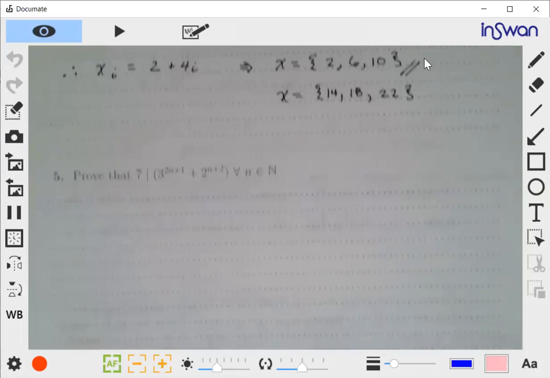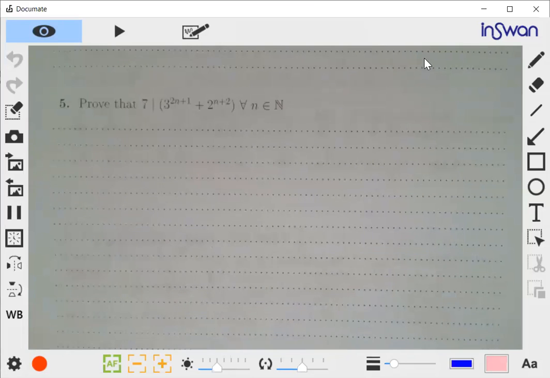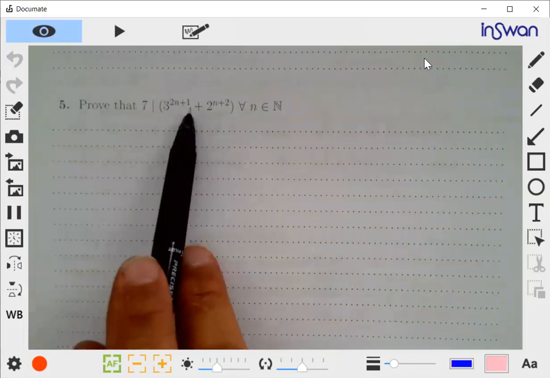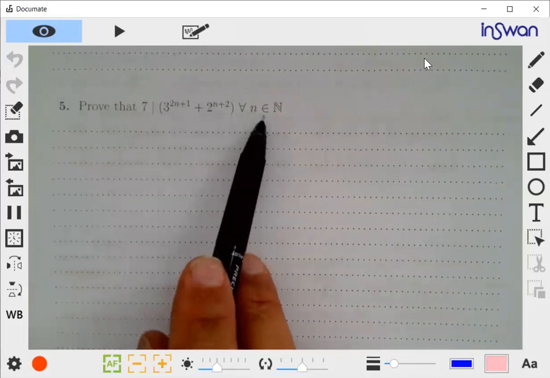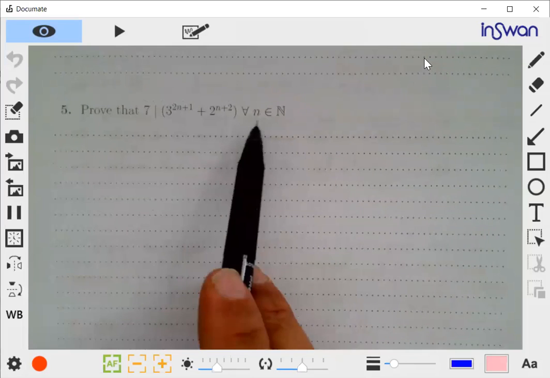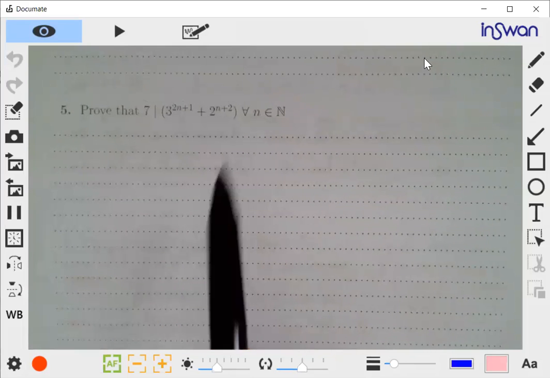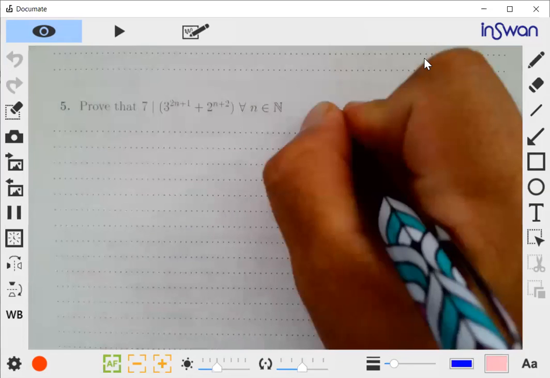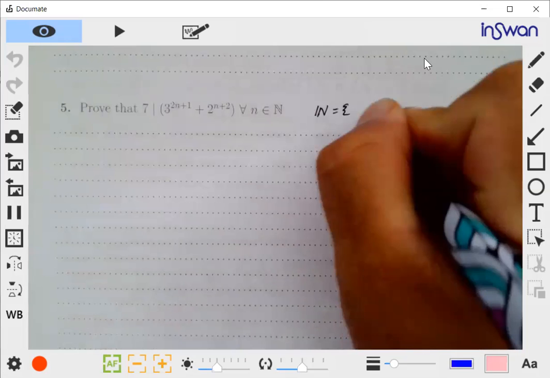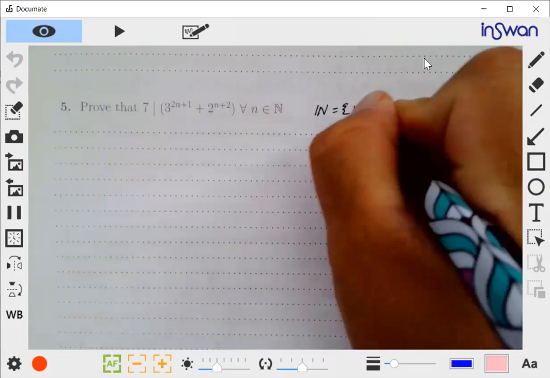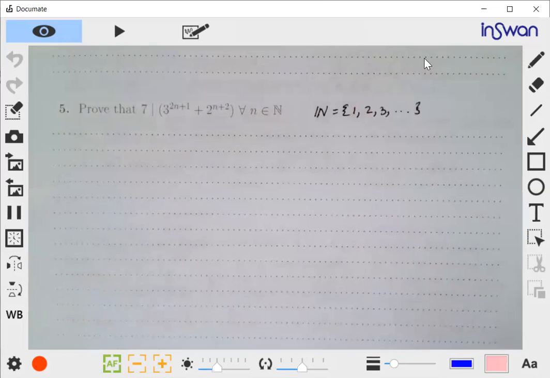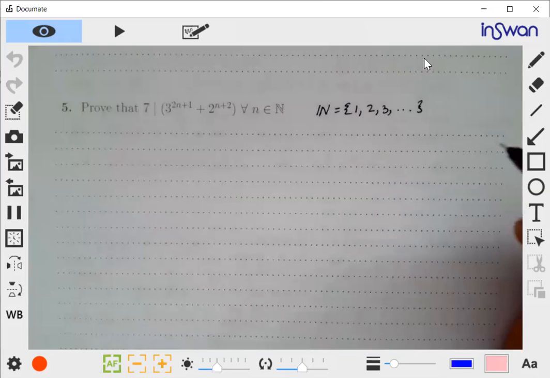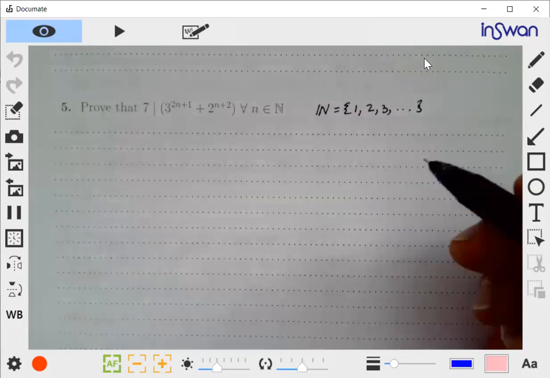If we want to look to the next one, we have: prove that 7 divides 3^(2n+1) + 2^(n+2) for all natural numbers n. Now, it should be pointed out that sometimes natural numbers are considered to start at 1, and that's the natural number definition that we're using for this particular example.